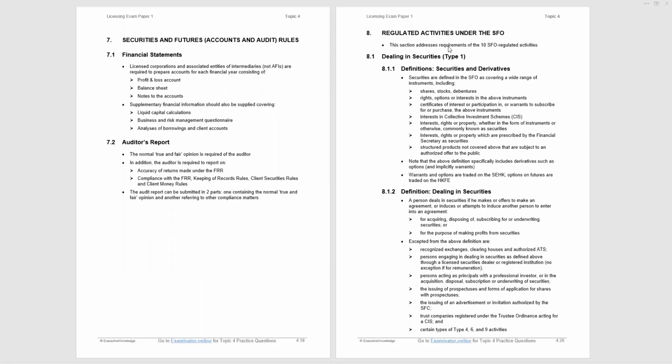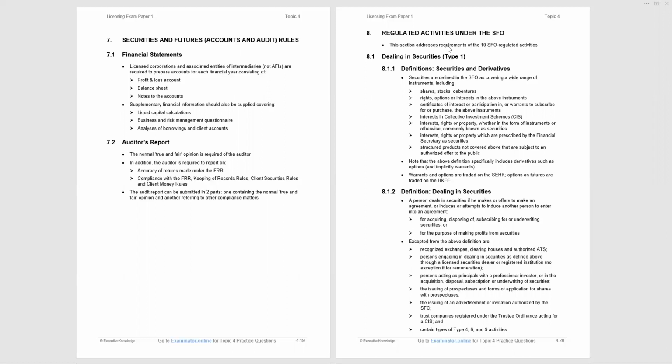And the first thing we are faced with is a definition of securities and derivatives. Now, it's the Securities and Futures Ordinance. Almost anything that's traded is a security except futures, which are futures. And if we look at the wide range of instruments that are included in the definition of securities: shares, stocks, debentures, rights, options, interests in those instruments, certificates of interest, interests in collective investment schemes. Now, a collective investment scheme, a mutual fund, a unit trust, interests in those are also seen as securities, and there are a few others that are much broader listed.